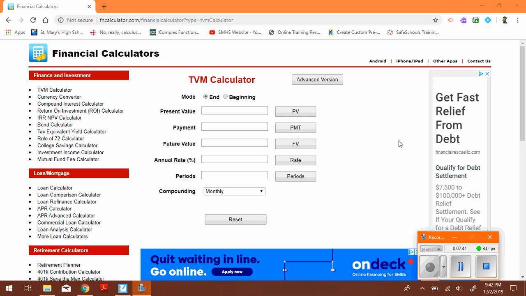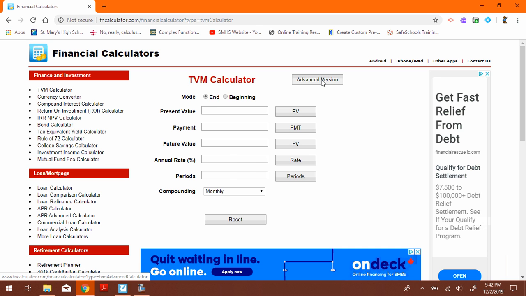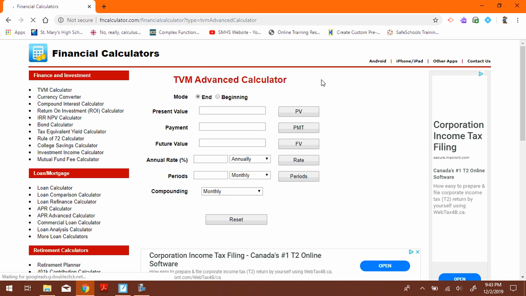And for this one, we actually have to go into the advanced version, because if we're going to make monthly payments on our mortgage, that's going to be compounded monthly, but the interest rate is compounded semi-annually because that's how it works with Canadian mortgages. So we're going to click on this button that says advanced version because we have a little tweak here now. I have a little more control.